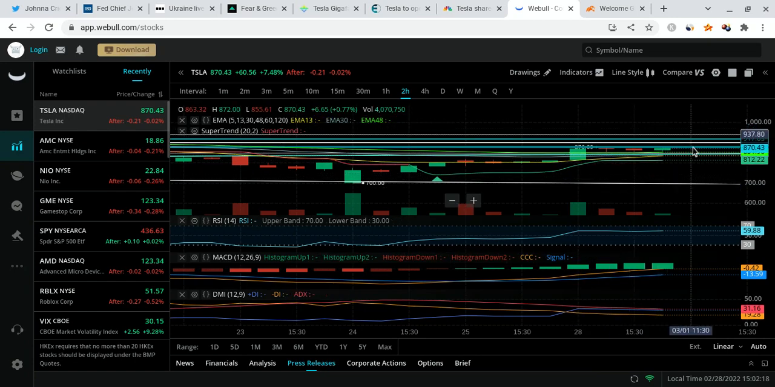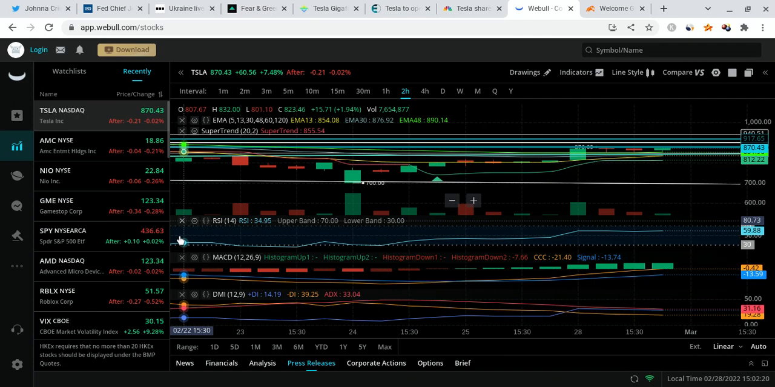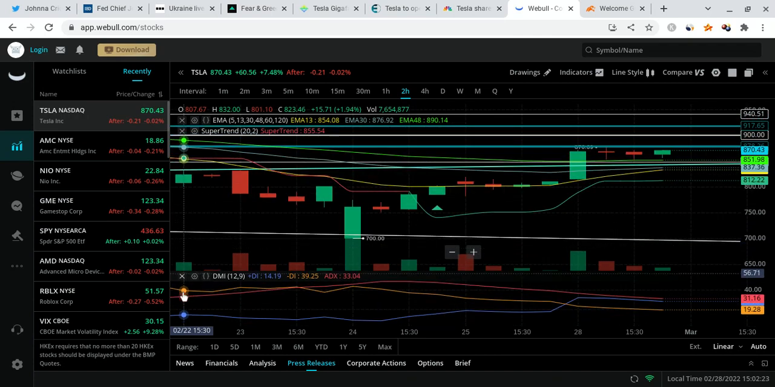We may see some more volatility. So overall, it's looking more bullish than bearish with high volatility. That's the way I see it.